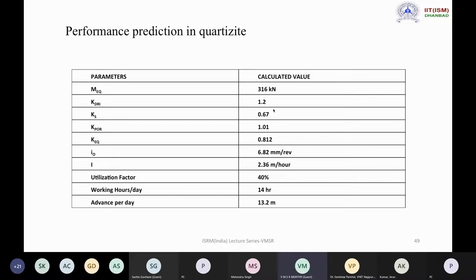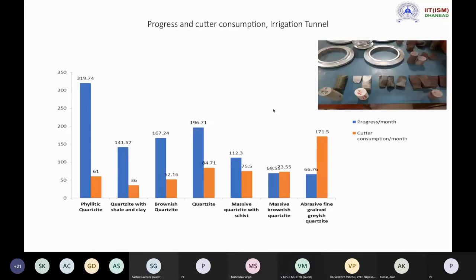For the given thrust and DRI, and all the parameters related to the tunnel, such as the axis of the tunnel with respect to the major joint, when we put all those parameters into the model, you can see the penetration I0 is coming to 6.82 millimeter per revolution. And finally, at the end of the day, the penetration rates you can calculate. So this is one method.